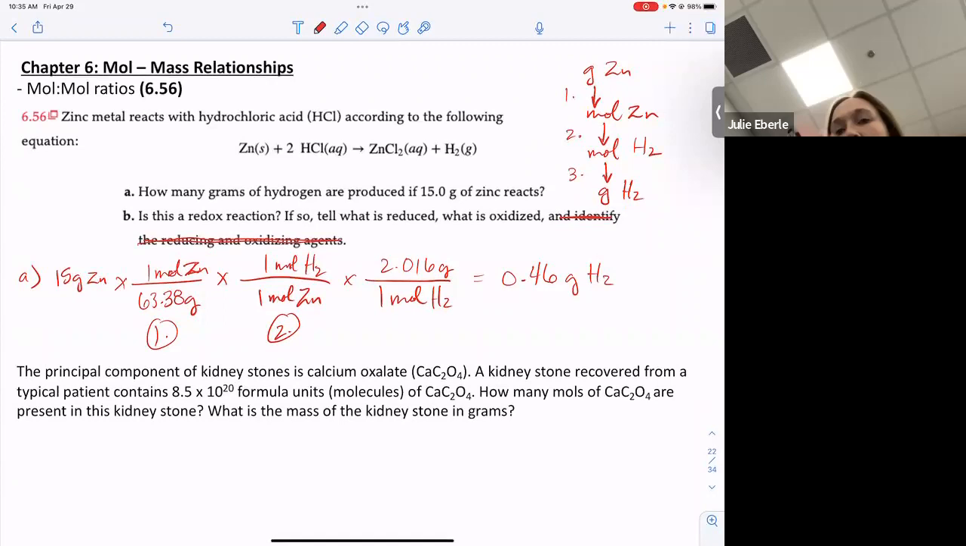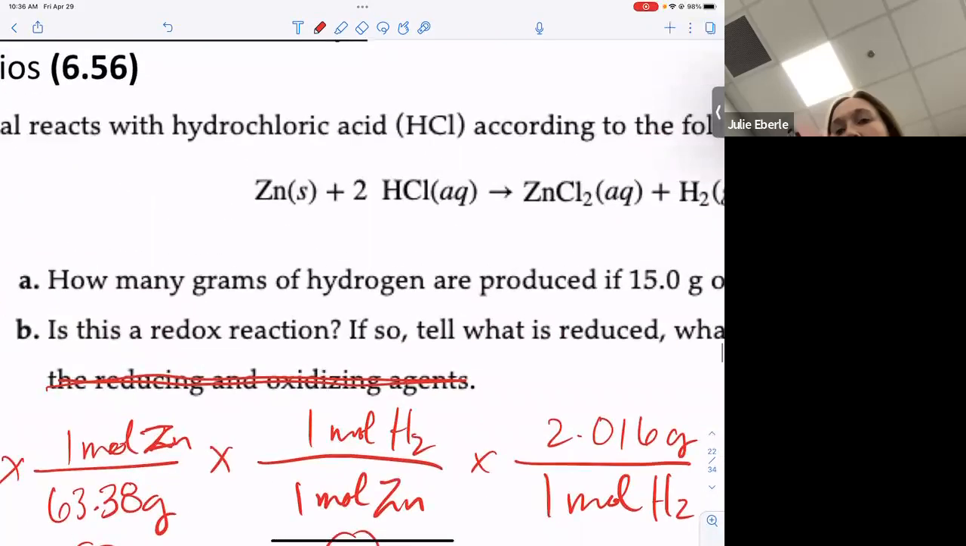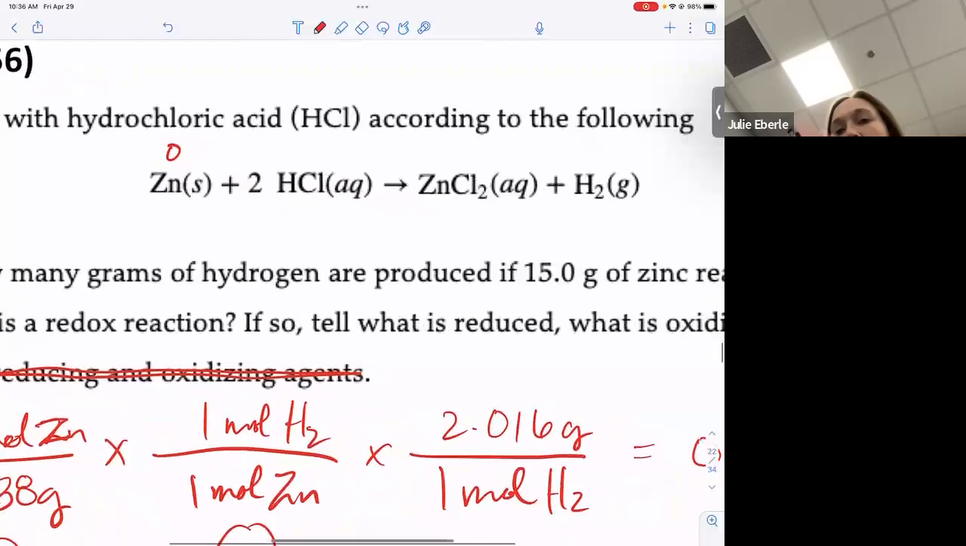So what do y'all think? Is this a redox reaction or no? Did somebody say something? Elizabeth said, yes, it is. I agree with her. How do you know? Zinc, what's the oxidation number of zinc on the reactant side? 0. And over here, it's not 0. So yes, it is a redox reaction.